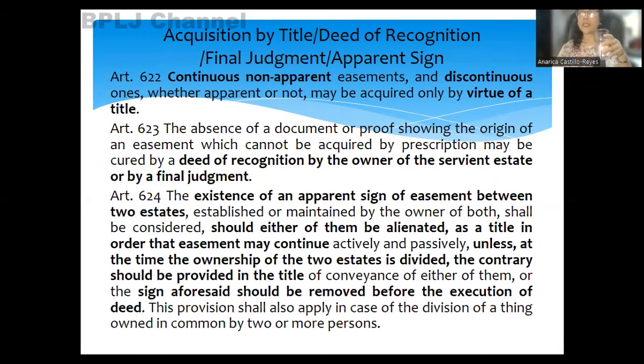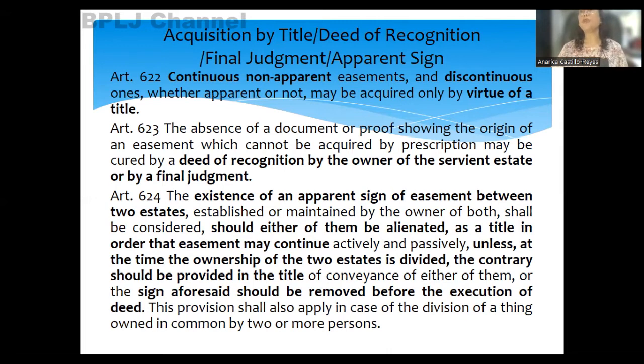Now, are title and prescription the only modes of acquiring easements? The answer is no. Article 622 provides that continuous non-apparent easements and discontinuous ones, whether apparent or not, may be acquired only by virtue of a title. So, as I've said, all kinds of easements may be acquired by title, but only continuous and apparent ones may be acquired by prescription.